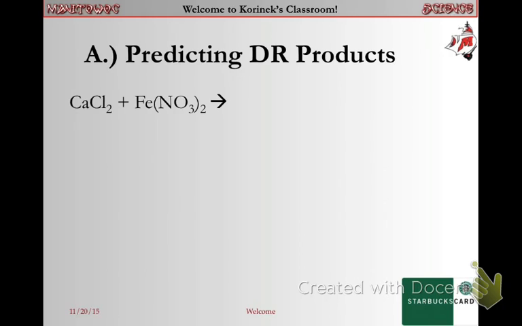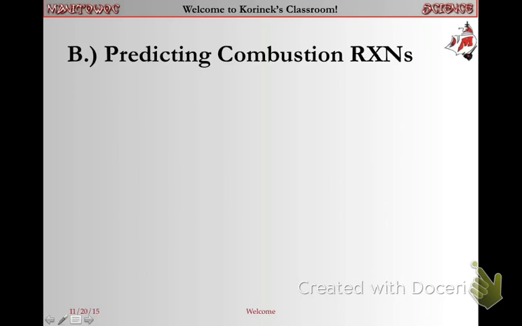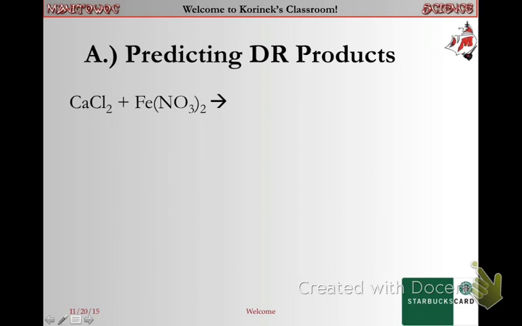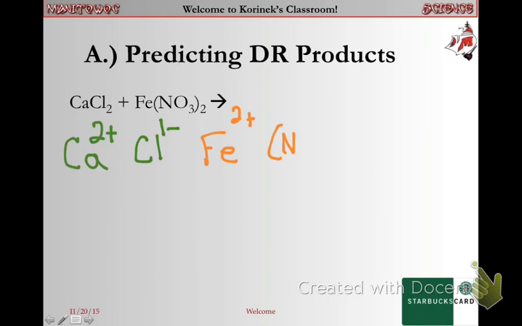So calcium chloride, oops, let me go back. Okay, calcium, Ca, has got a 2+ charge. Chlorine has a 1 negative charge. All right, and then let's go to the other, iron nitrate. Iron, if you did this correctly, iron has a 2+ charge. All right, and the nitrate, by memory, because it's one of your polyatomics, has a 1 negative charge.